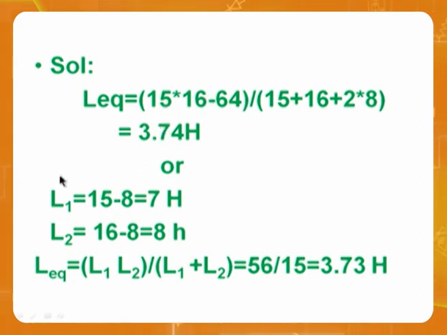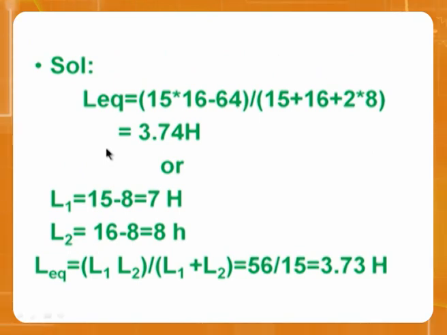Another explanation can be L1 15 minus 8, L2 16 minus 8, and L1 L2 by L1 plus L2 will give you 3 points. So the best would be the standard equation you can always substitute. This is to tell you about the parallel circuit. Option is A.